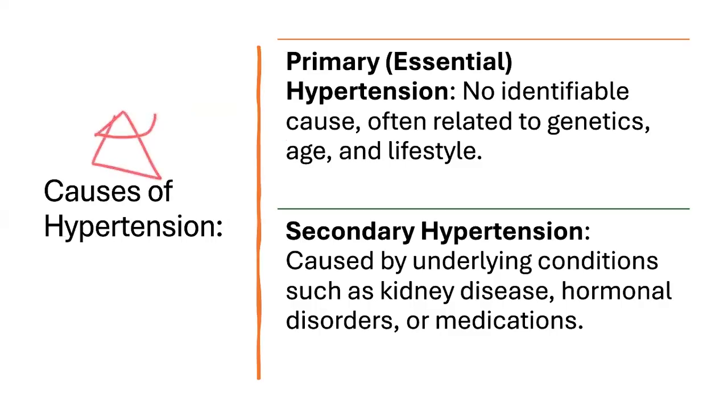So, what are the causes of hypertension? We have categorized them into primary and secondary. In the primary, there is no identifiable cause, but it can be related to genetic factors, the age of the person, and lifestyle, such as a sedentary lifestyle. Second is the secondary cause, meaning hypertension due to kidney disease, hormonal disorders, and the medications that the person is taking.